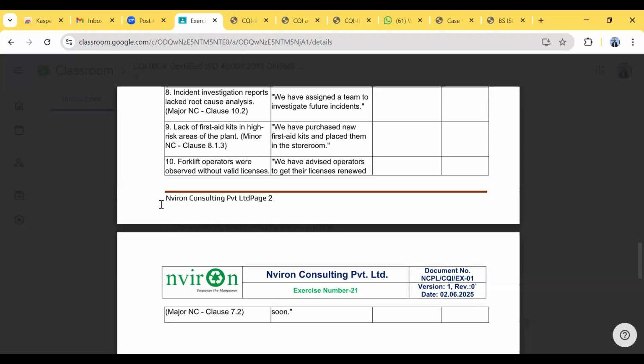Yes. So where is the standard saying that in 10.2? It is saying future incidents. Okay, so whatever happened, how are you going to correct it? And what is the standard telling you? And what is it that the auditee is not complying with?